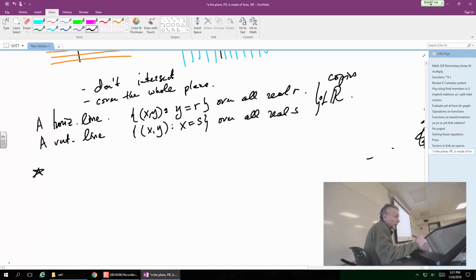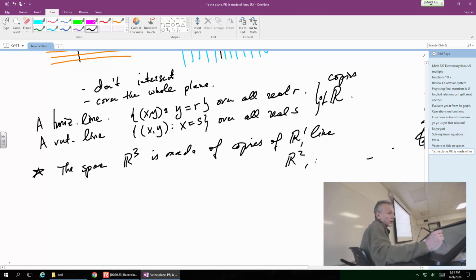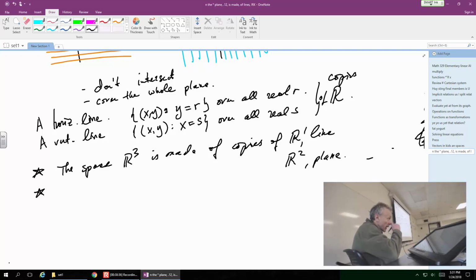So the first statement will be: the three-dimensional space R3 is made of copies of R1, the line, but it can also be made of copies of R2, the plane. So many planes or many lines. I'm not even sure which one is easier. No, I think the last one is easier. So let's make the space of planes. So how would you do it?